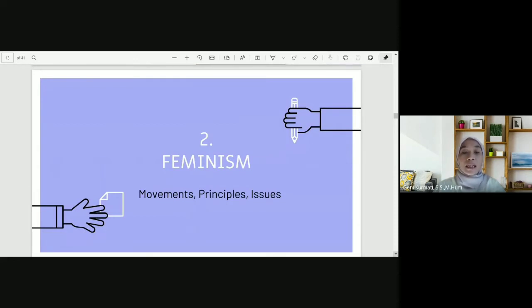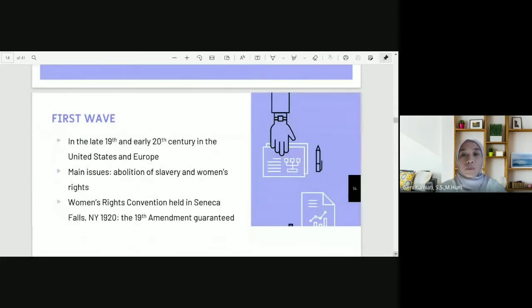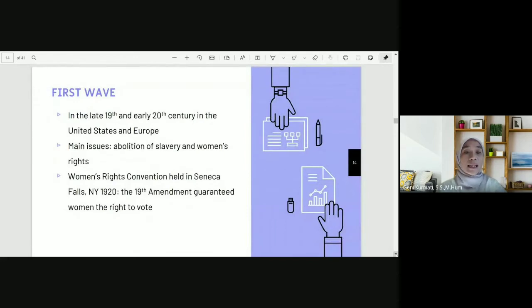Now we'll go into more details about feminism. As initiated in the United States, there are three movements: first, second, and third wave, and we'll identify them according to the time period and then the principles and issues discussed during that period. Okay. The first wave was in the late 19th and early 20th century in the United States and Europe. And the main issues discussed here are the abolition of slavery and women's rights. So this is talking about women's rights, especially slavery.